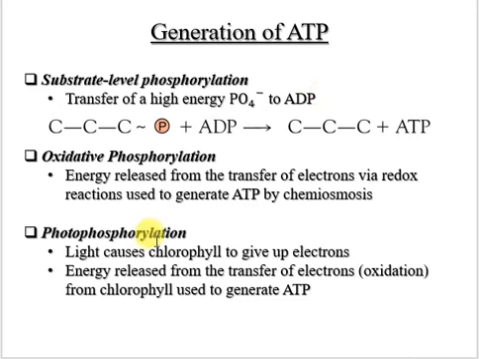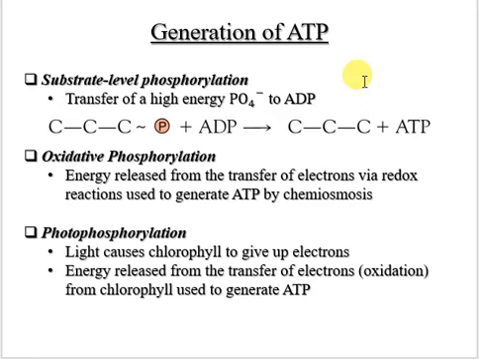So this is one way to generate ATP. The other two, the ones that we're going to focus on, are substrate level phosphorylation and oxidative phosphorylation. Substrate level phosphorylation just deals with the transfer of a high energy phosphate group to adenosine diphosphate. And that transfer of that phosphate group to ADP synthesizes ATP.